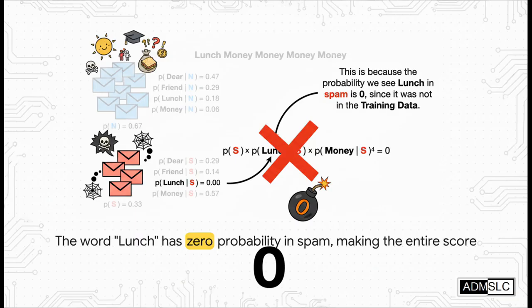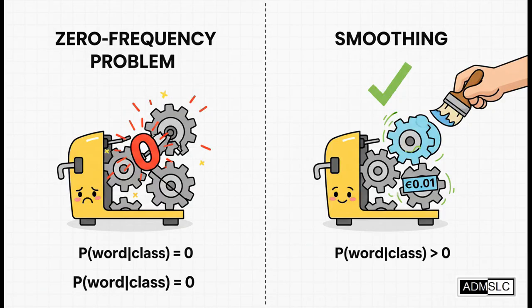In our training data, the word "lunch" only ever appeared in normal emails. That means its probability of appearing in spam is 0. And in maths, when you multiply anything by 0, the whole thing just becomes 0. Poof, the entire spam score is instantly wiped out, no matter how many times "money" appears. That's called the zero frequency problem, and it's a classic way to break a classifier. A single new word can bring the whole system crashing down. Thankfully, there's an incredibly elegant fix for this, a simple but really powerful technique known as smoothing.